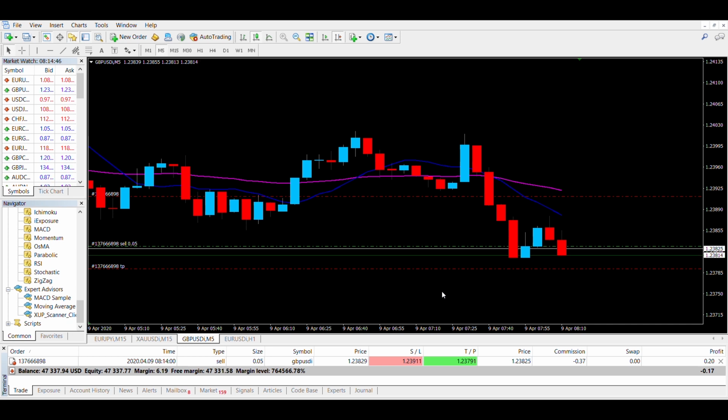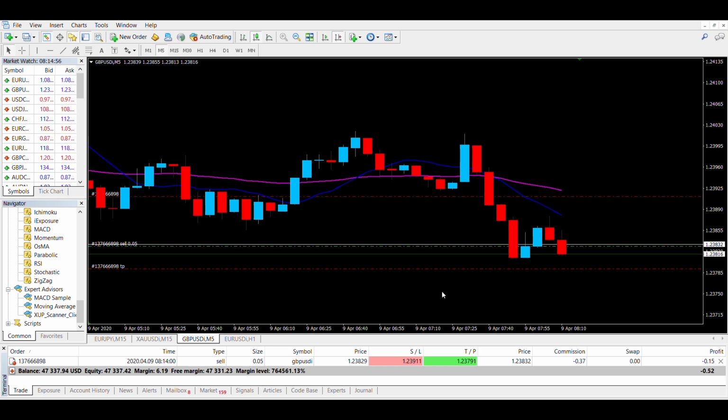All right, so we're finally in this trade. Now remember, this trade is not going to go positive until that white line crosses, which is your ask line, and your commission is paid for.